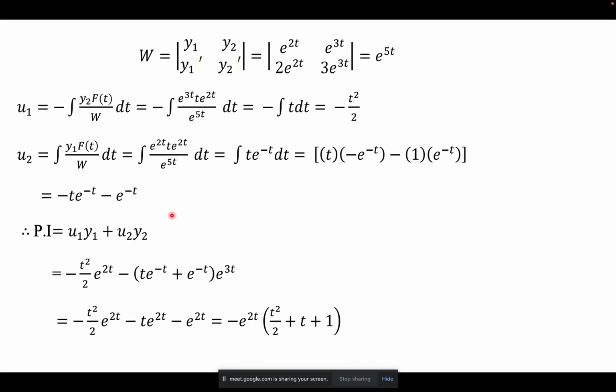So now you have both the values of u1, u2, and both the values of y1, y2. You can write the particular integral in this form, where the particular integral is u1 y1 plus u2 y2, and then you get this form of the particular integral. So you have minus e^(2t) times (t² by 2 plus t plus 1).